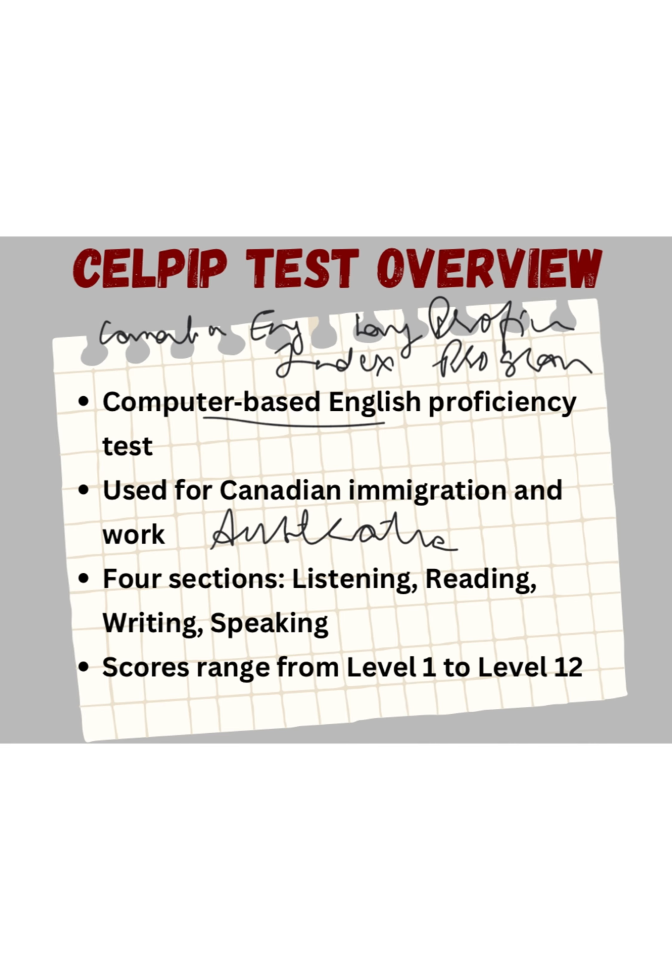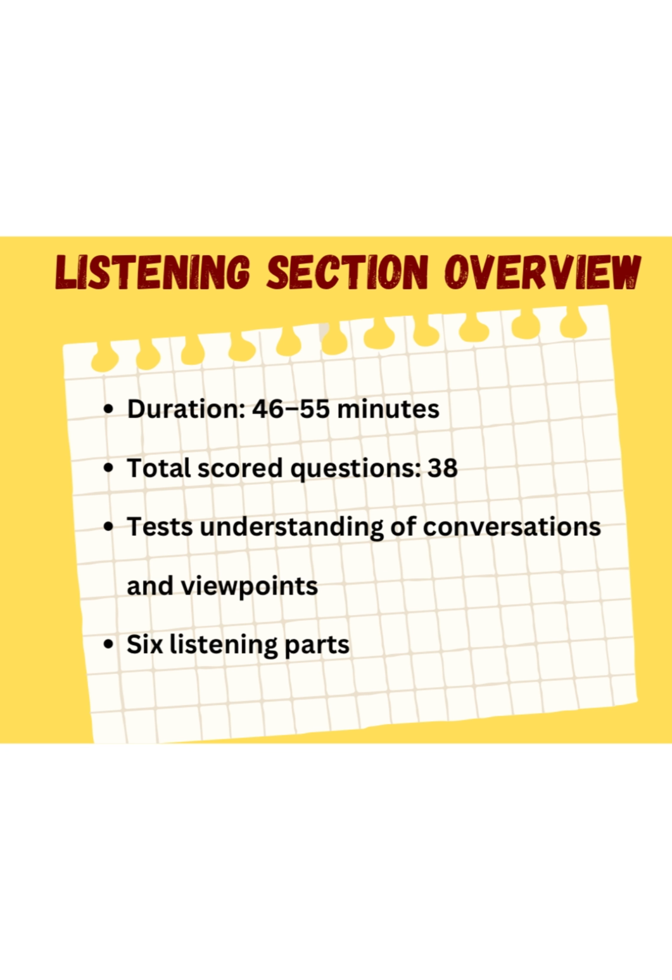It has 4 sections: listening, reading, writing and speaking. And your score ranges from level 1 to level 12. So your goal is simple: understand each section and perform consistently. Now let's start with the first section, that is listening. This section lasts for around 46 to 55 minutes and it contains 38 questions in total.